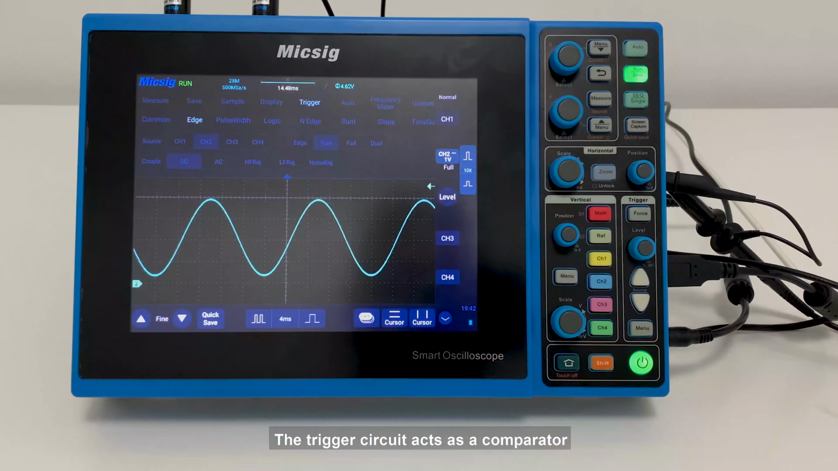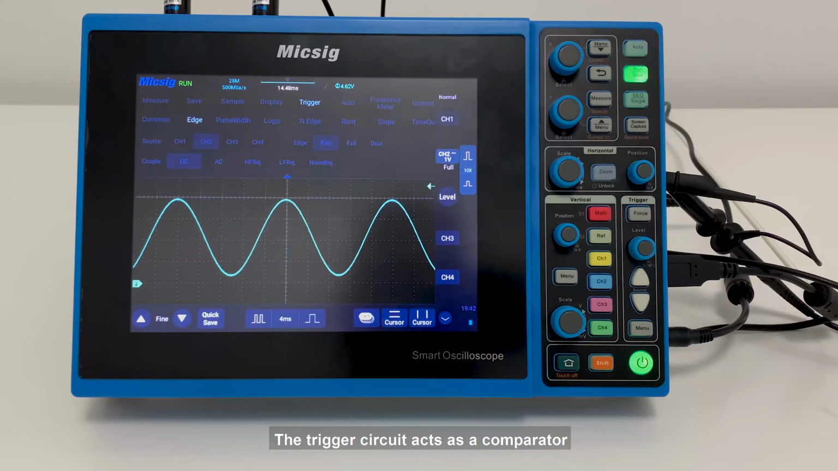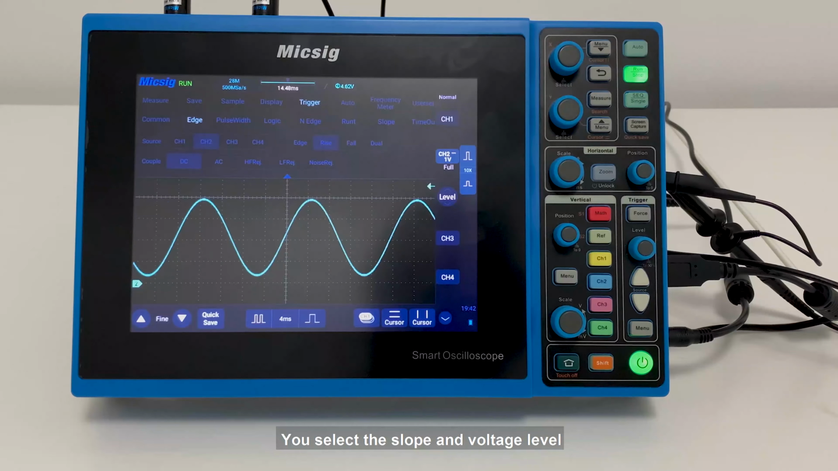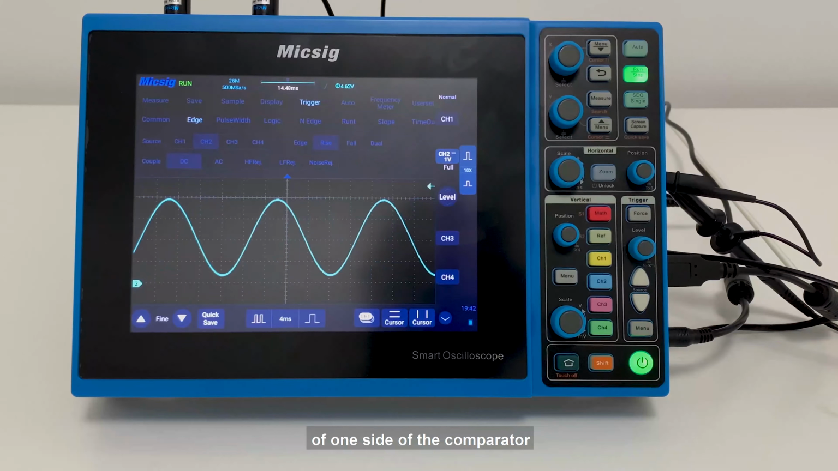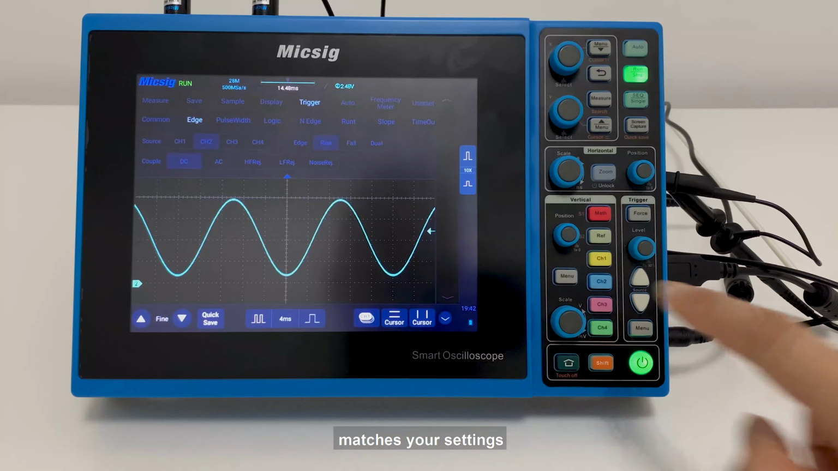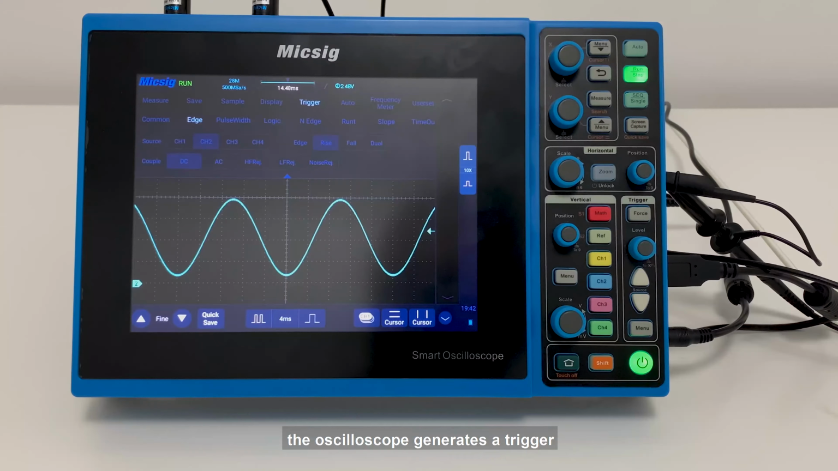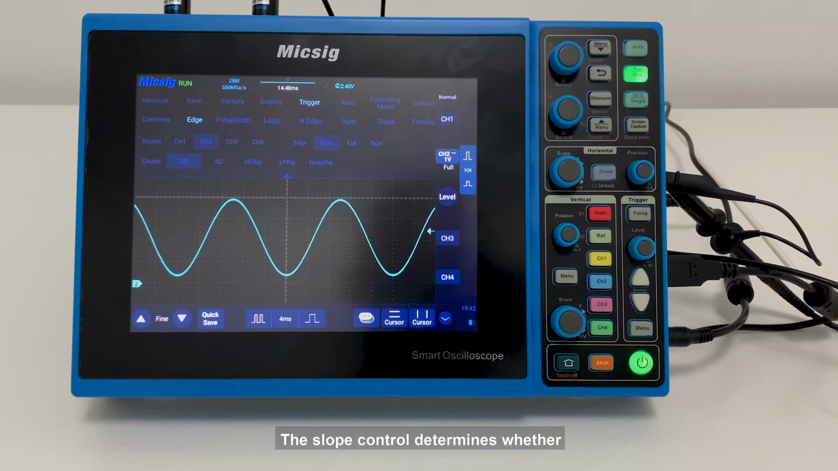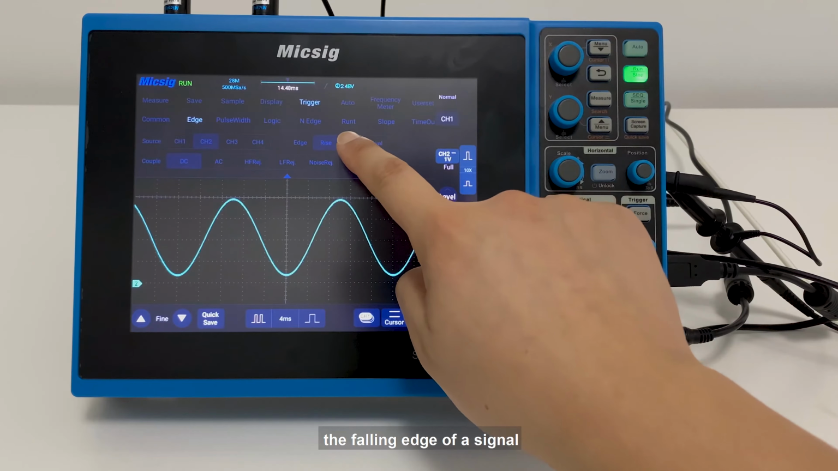The trigger circuit acts as a comparator. You select the slope and voltage level of one side of the comparator. When the trigger signal matches your settings, the oscilloscope generates a trigger. The level control determines where on the edge the trigger point occurs. The slope control determines whether the trigger point is on the rising or the falling edge of a signal.